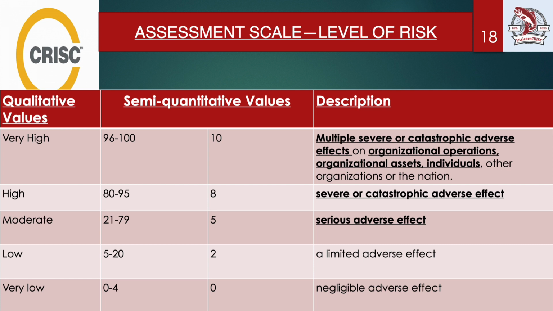So friends, let's understand it. When a risk is classified as very high, it indicates that a particular threat event has the potential to cause significant and severe negative consequences across various aspects. These consequences can affect not only the organization experiencing the risk but also its assets, individuals associated with the organization, other external organizations or even the entire nation. Understood?